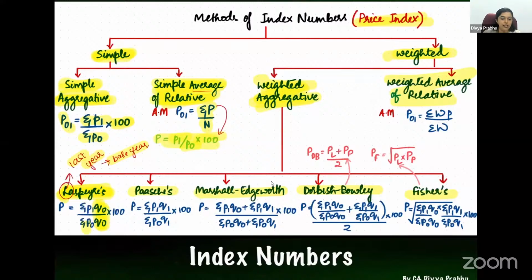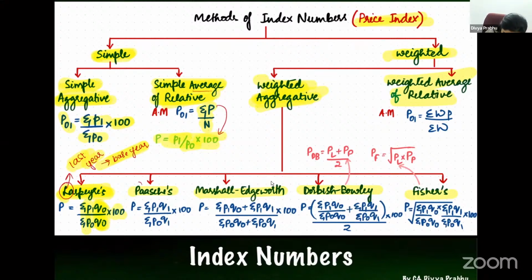This is very simple: summation P1 upon summation P0. Basically, these are the price relatives. How do we calculate price relatives? P1 by P0 into 100. Just like that, we have summation P1 by summation P0. Because this is the weighted aggregative method, we have to assign some weights, and what weights to assign depends upon the method. The first method uses base year quantities as weights. If you remember that, it will be easy to recall the formula in the exam, and you won't get confused.